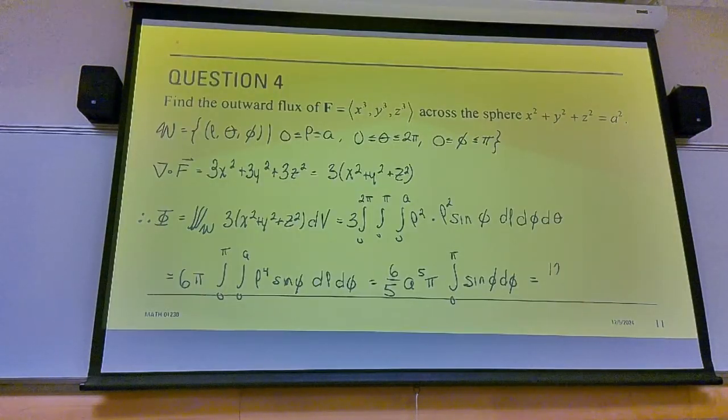So now I could say, here's this vector field. What is the outward flux of this vector field through the sphere of radius 10? And you'd be able to easily do it. 12 times 10 to the 5th over 5 pi.